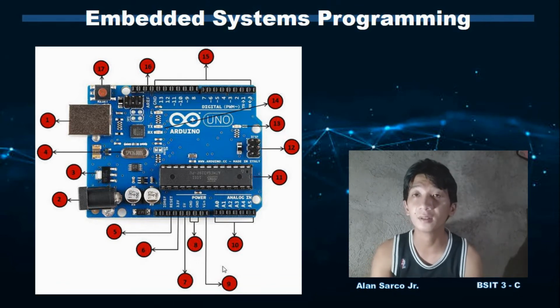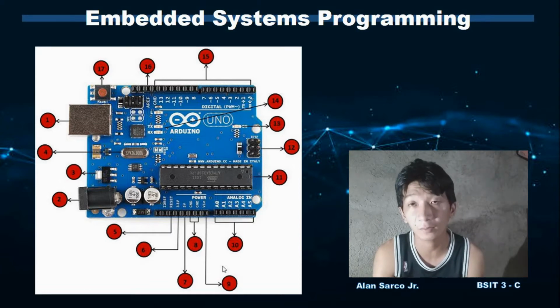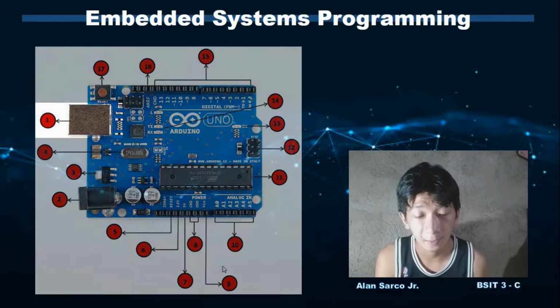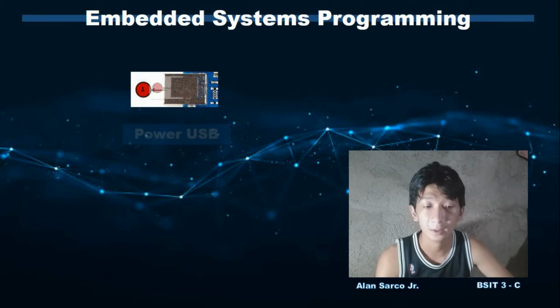From BIS IT3C, and in this video I'm going to answer Assessment 1, which is to record a video of yourself reciting the names and uses of each component of the Arduino UNO board for the subject Embedded Systems and Programming. So for the first part of the board, we have the power USB.